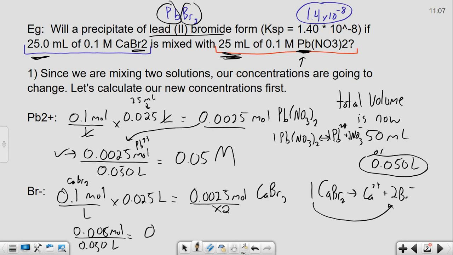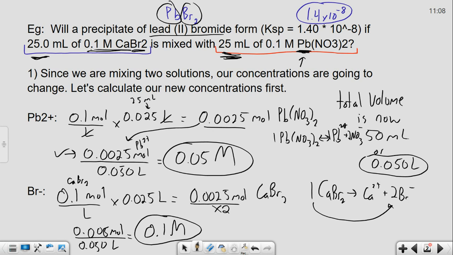So my actual concentration, 0.005 divided by 0.05, is 0.1 molar for bromine. So hopefully we're following there. You have to not just look at the concentration of that chemical, you also have to look at its mole ratio. If I'm only looking at the bromine here, I have to double it. So just a little bit of stoichiometry to keep track of.